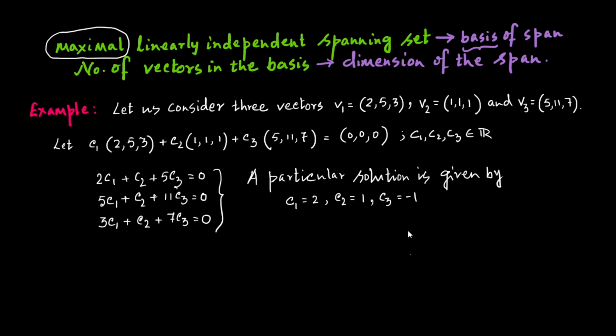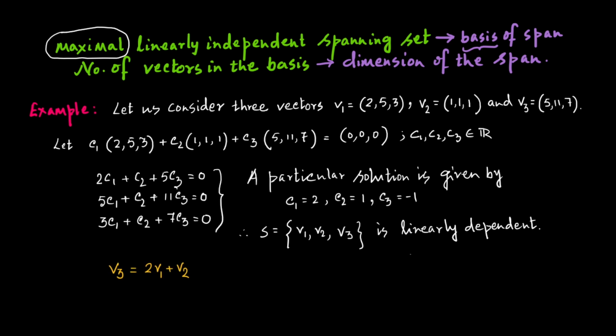That means the set formed by v1, v2, v3 is linearly dependent. Otherwise, you would have obtained a unique solution for this homogeneous system, that is C1 equal to 0, C2 equal to 0, C3 equal to 0. That would have been the only possibility if the set were linearly independent. So here the set is linearly dependent, and we can write v3 is equal to 2v1 plus v2.